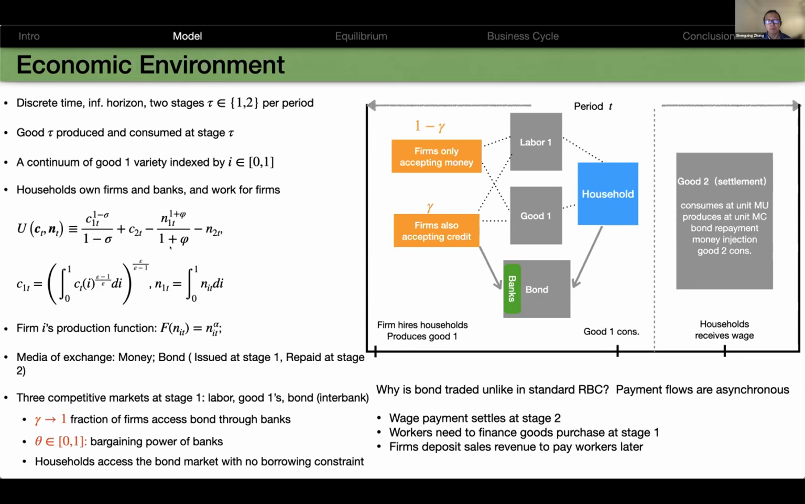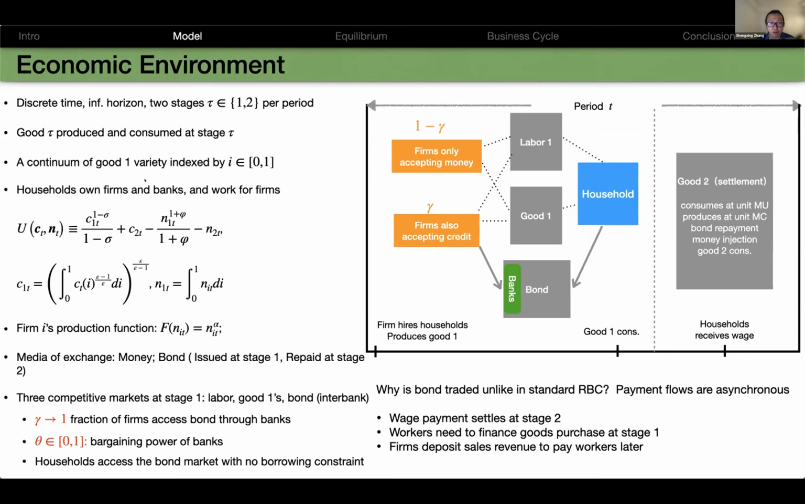Without monetary frictions, this is a standard model with monopolistically competitive firms. It's a discrete time model with an infinite horizon. To introduce payment frictions later, we introduce two stages in each period, stage one and stage two. In each stage, some goods are produced and then consumed. At the first stage, there will be a variety of good one. These goods are imperfect substitutes, which induces monopolistic competition later.